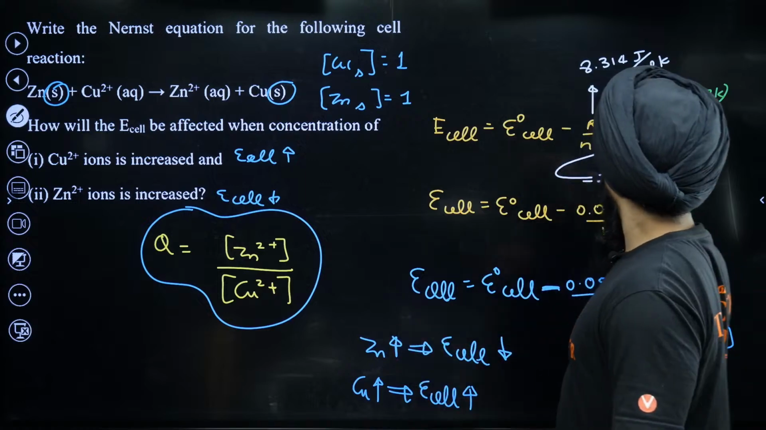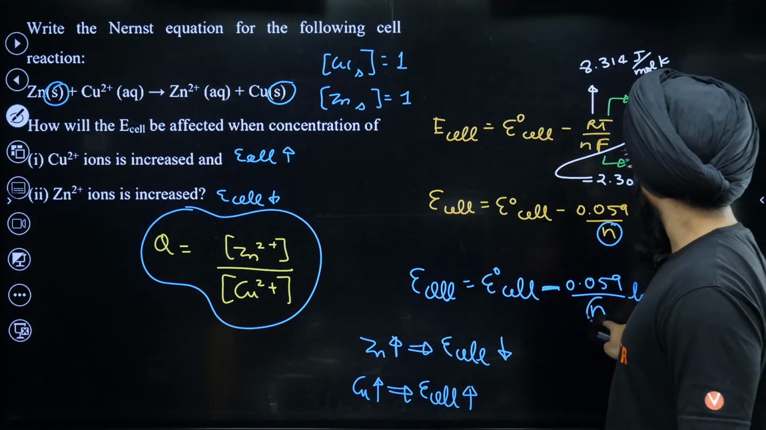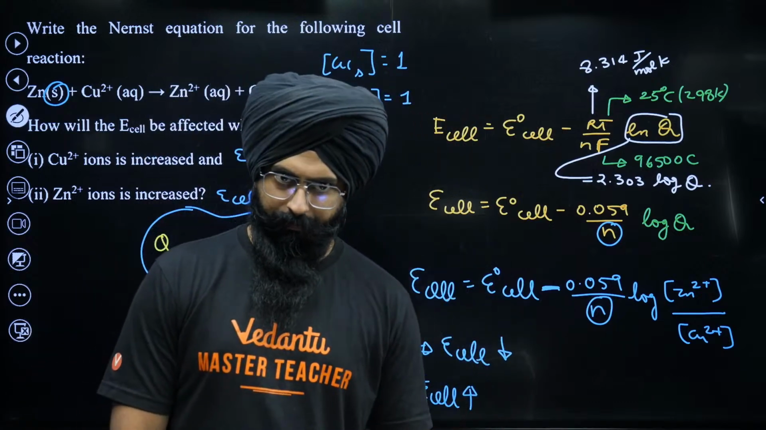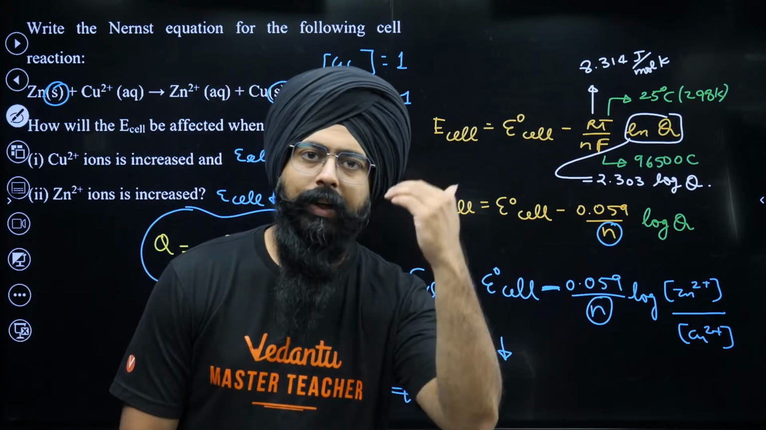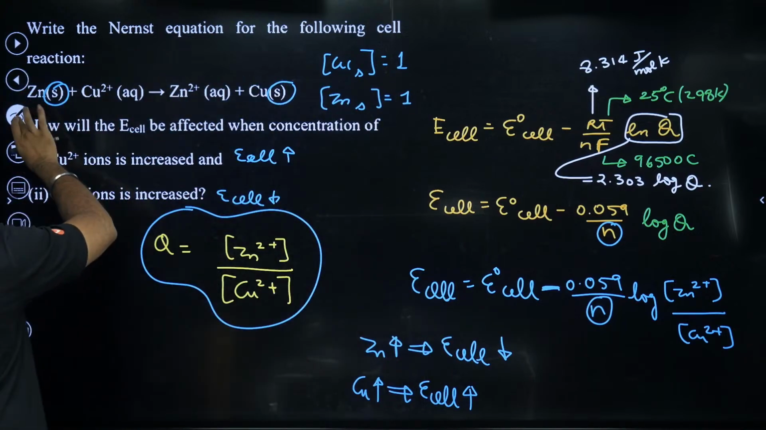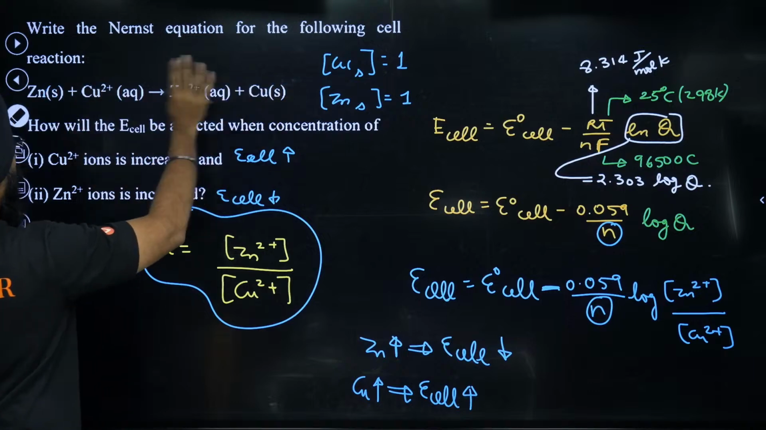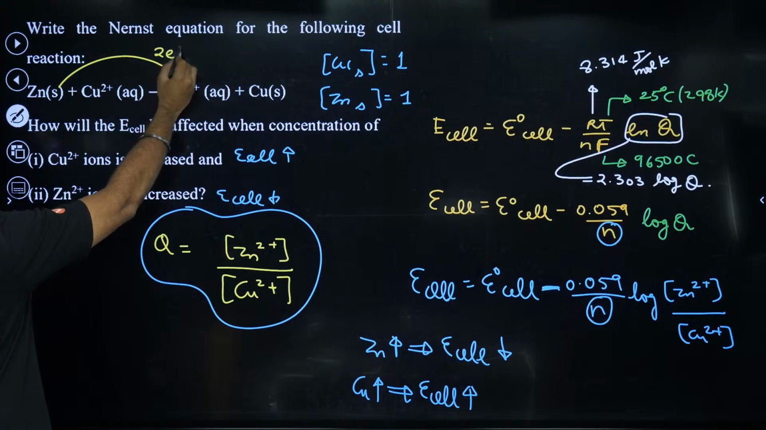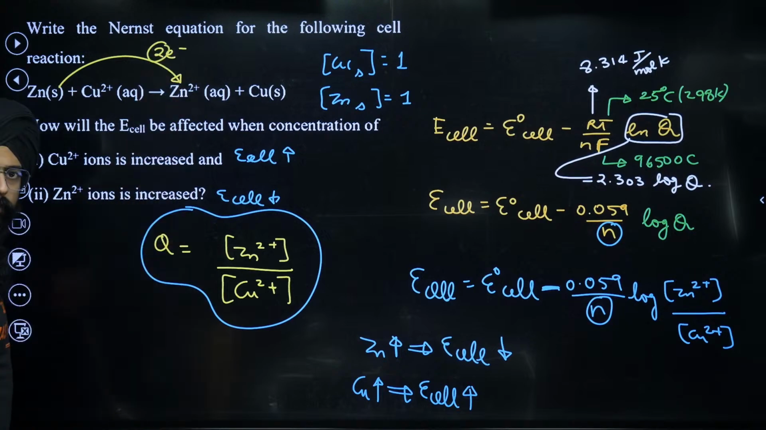Now, how do we calculate this n? Yeah, some of you are having this doubt. Sir, how do we calculate this n? The n is the number of electrons involved in the redox reaction. So once the redox reaction is balanced, as it is over here, see the redox reaction is balanced. In the oxidation process, how many electrons are involved? 2 electrons. So this is n.